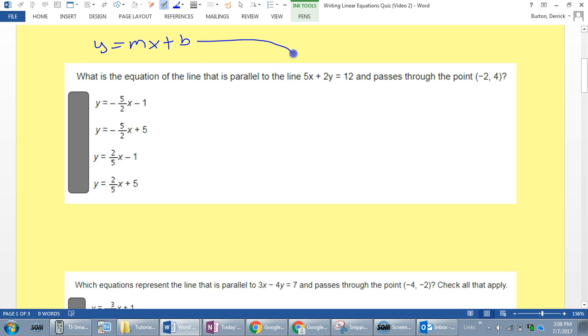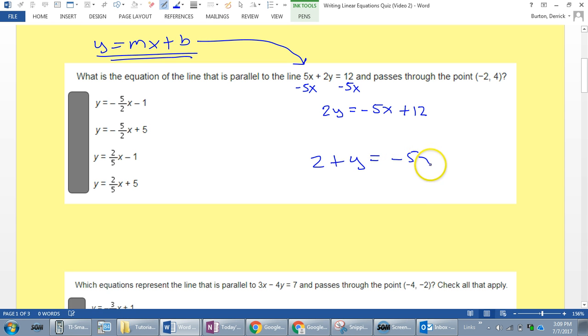Okay, I'm going to take this equation and rewrite it to look like this. Basically we have to get y by itself. So to get y by itself, I'm going to subtract 5x from both sides. That gives me 2y is equal to negative 5x plus 12. What do I have to do now to get this y by itself? If this was 2 plus y equals, I would subtract the 2 to get rid of it. But because I have 2y, this is multiplication. What's the opposite of multiplication? Division. So that's what we need to do.